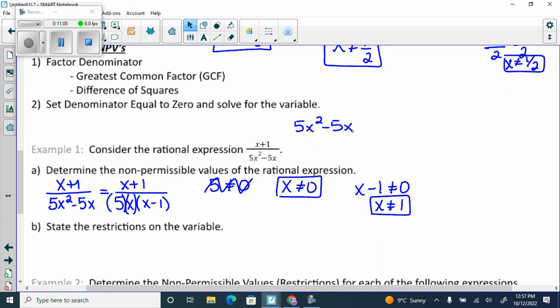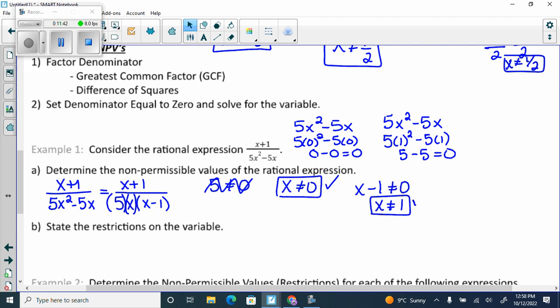Okay? So I'm going to plug a 0 in first. So I go 5 times 0 squared minus 5 times 0. Well, that's 0 minus 0, which is 0. So this one's good, right? It resulted in making that denominator 0, didn't it? So I know that's good. Then I plug the 1 in. I get 5 times 1 squared minus 5 times 1, which is 5 minus 5, which is 0. So that one's good as well. And they'll often write them together. So they'll often say x can't equal 0, comma 1, and put a box around it.